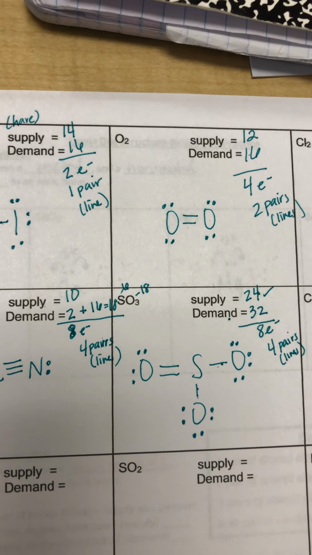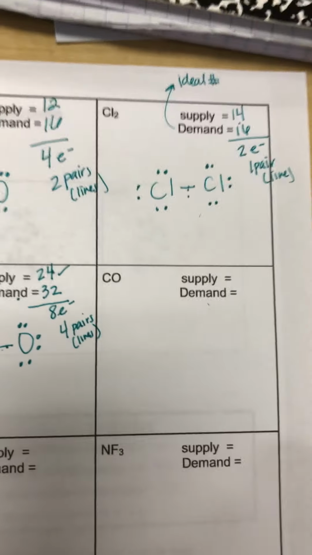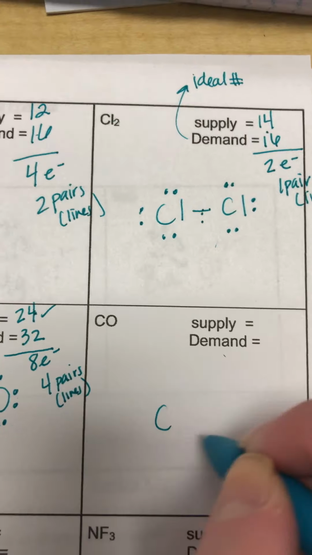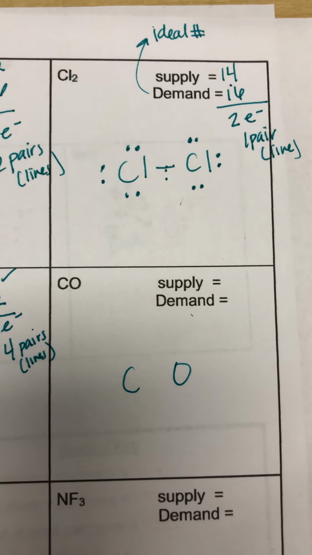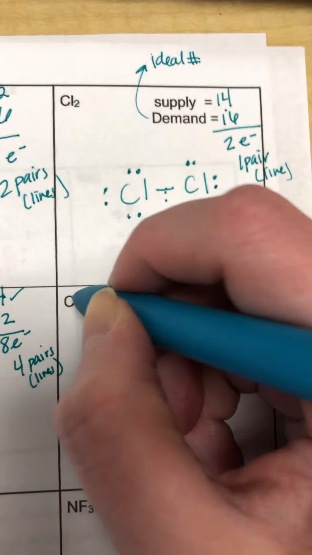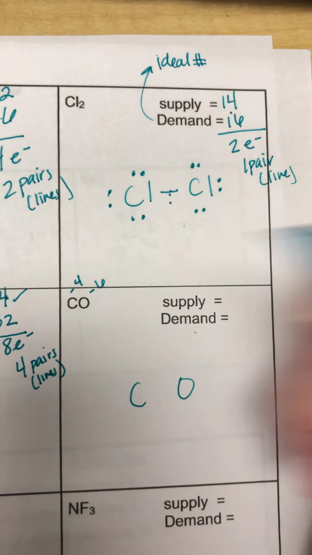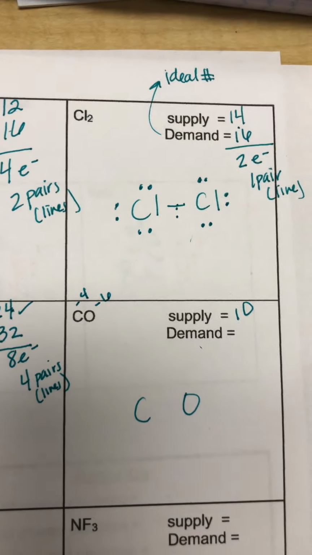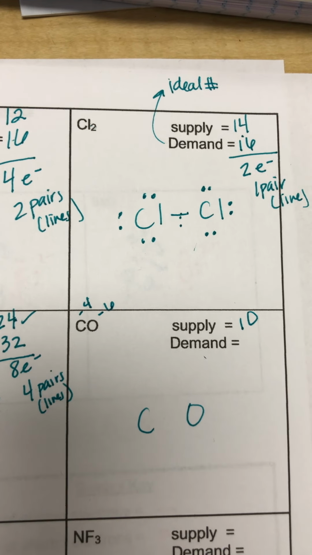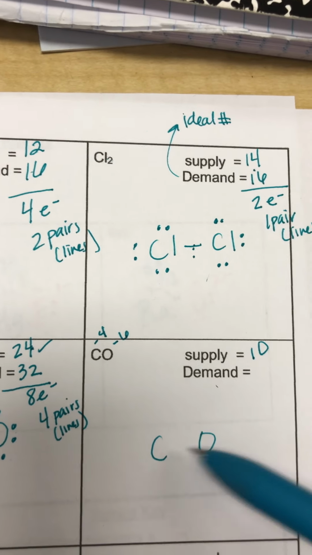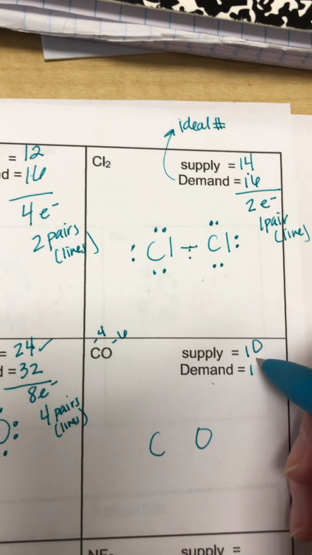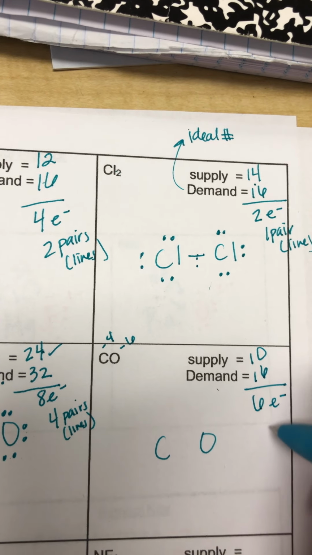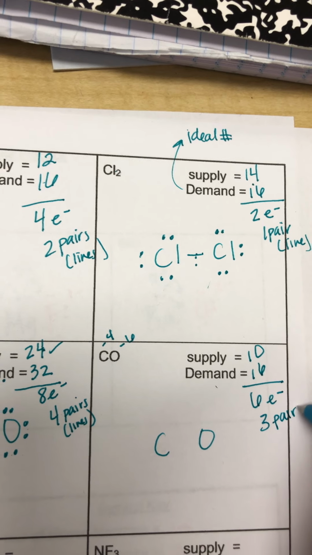Okay, let's look at CO. I don't have anything in the middle because I just have CO. Supply: carbon gives 4, oxygen gives 6, so that's a total of 10. Remember, demand is my ideal, so if they both had 8, since there are 2 of them, that would be 16. When I subtract, I get 6 electrons or 3 pairs.